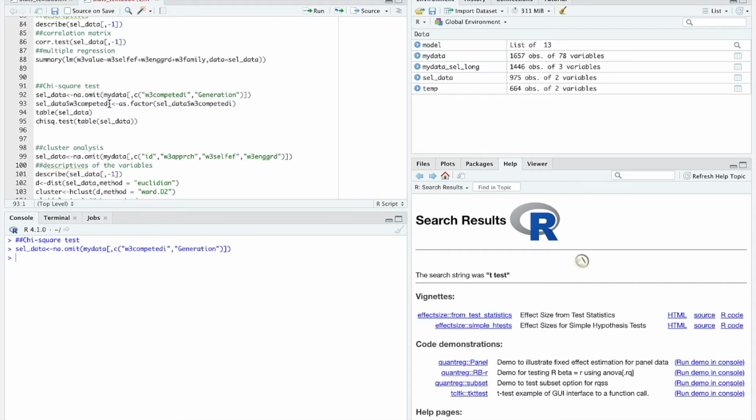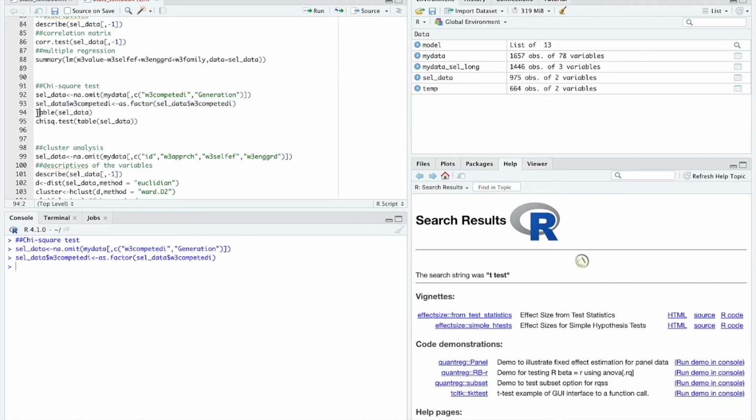And then this line here is just telling R that a variable that had been coded as a continuous variable in the original data file, which was an SPSS data file that was imported into R, needs to be reclassified as a categorical variable for R. So we'll run that.